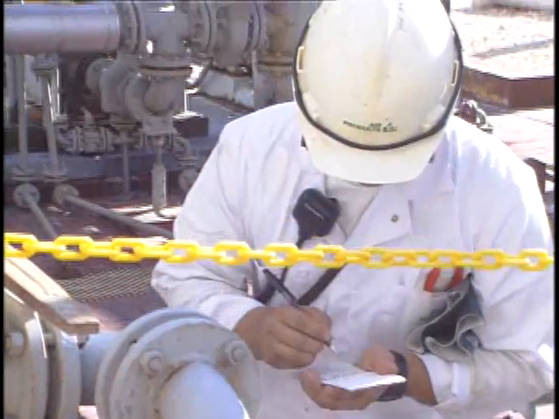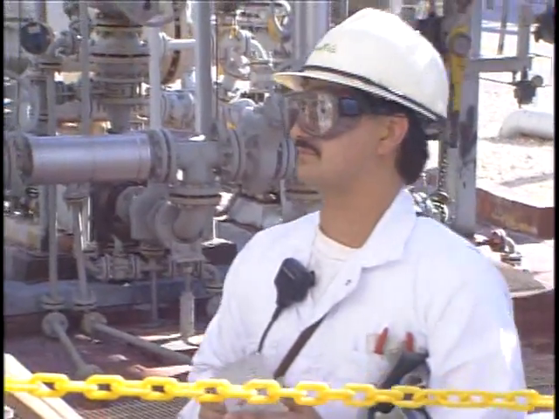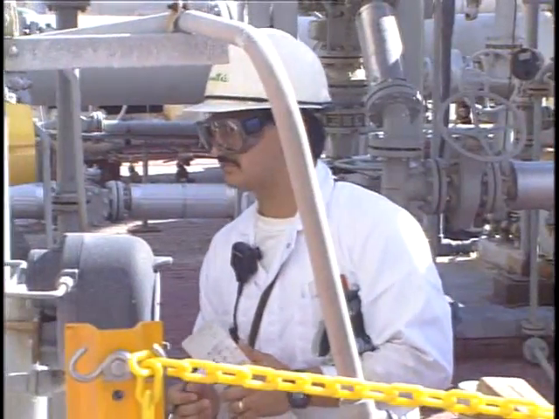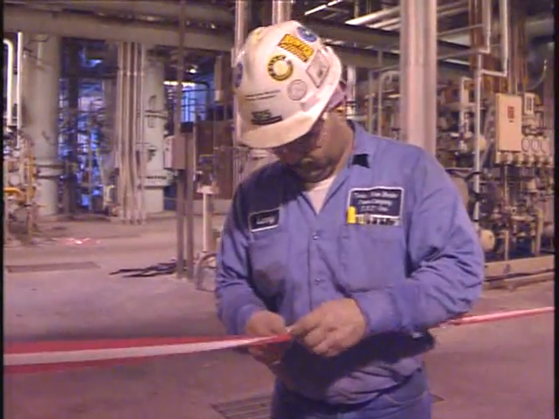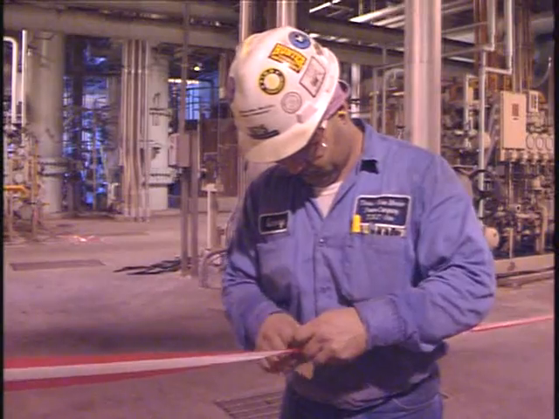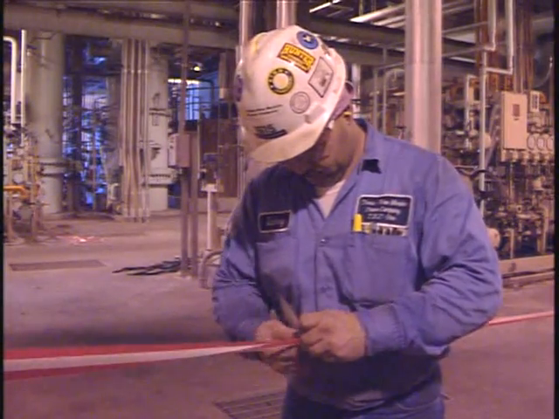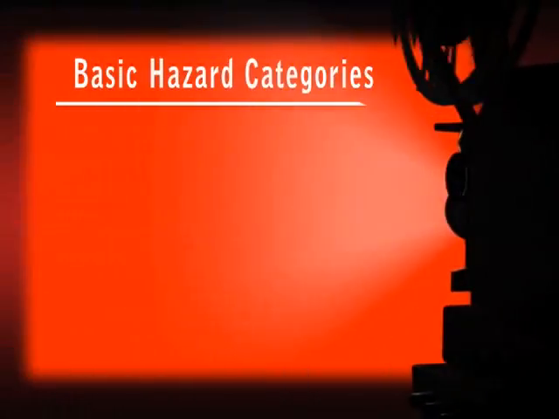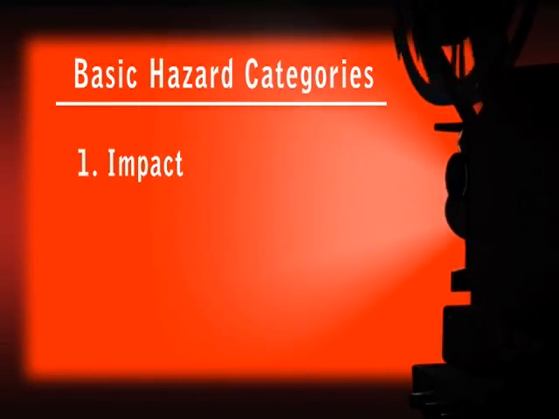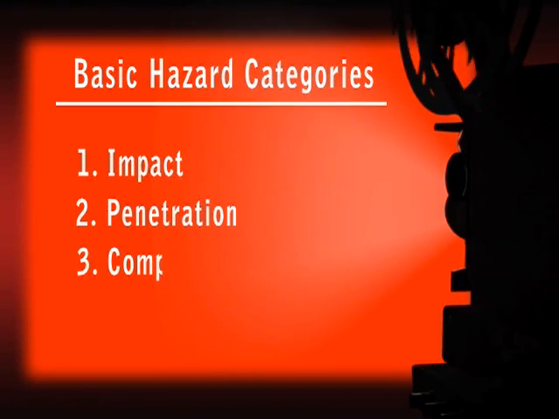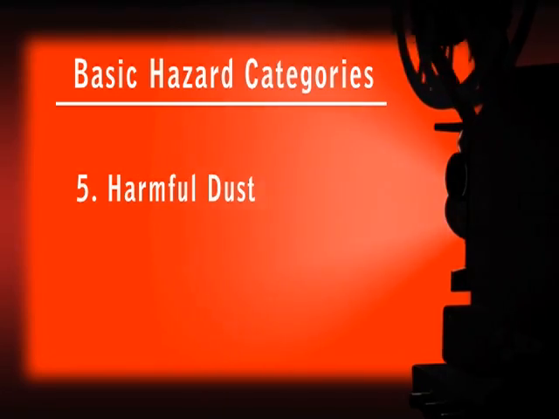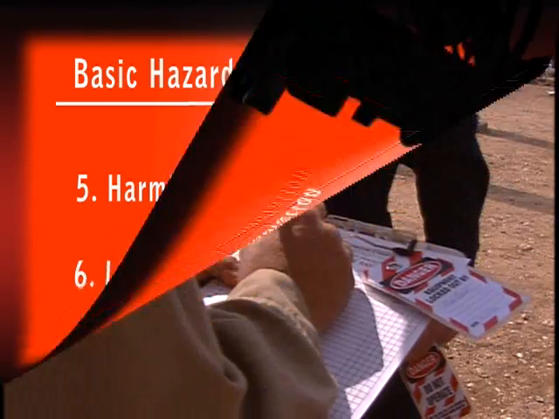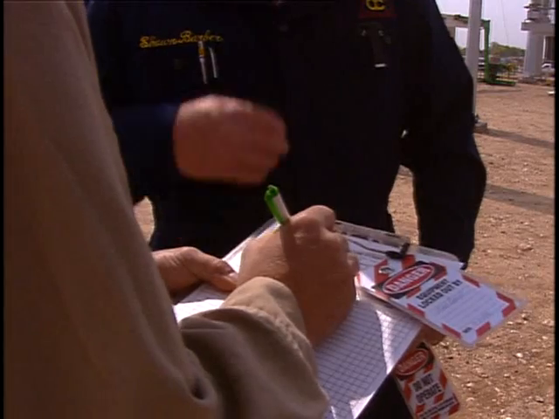The hazard assessment should be conducted by the company safety officer or other qualified individual to identify the sources of hazards. Hazard should be determined by assessing the tasks involved, the employee performing the tasks, and/or group of employees, especially if the group performs identical tasks. Basic hazard categories that should be considered include, but are not limited to, impact, penetration, compression, heat, harmful dust, and light optical radiation. All sources for hazards should be identified and recorded.